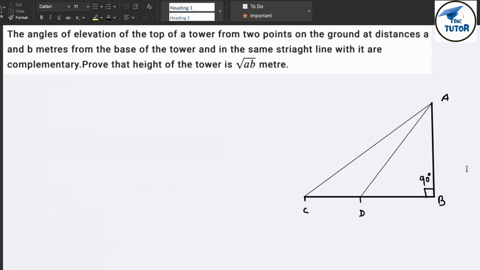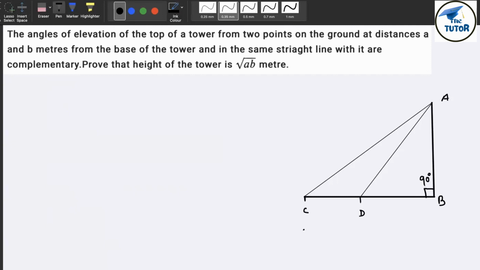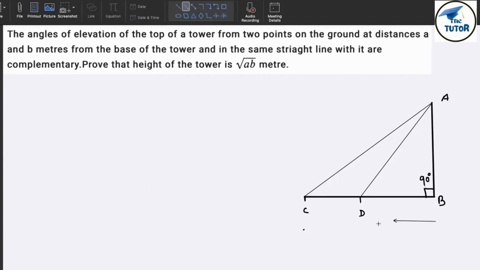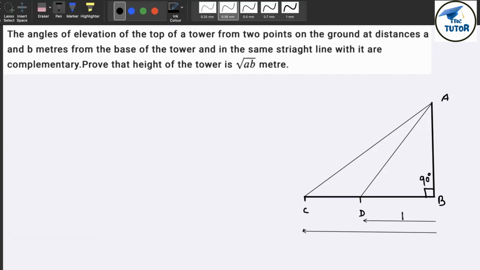Now, according to the question, the angle of elevation of the top of a tower from 2 points on the ground at distances A and B meters from the base in the straight line. Distance from base to point D can be A or B. If this is A, the second one will be B. It depends on the question. The smaller one is B meters and the larger one is A meters.